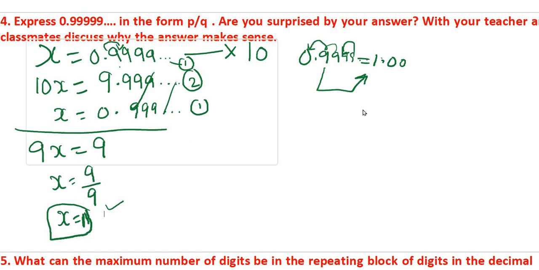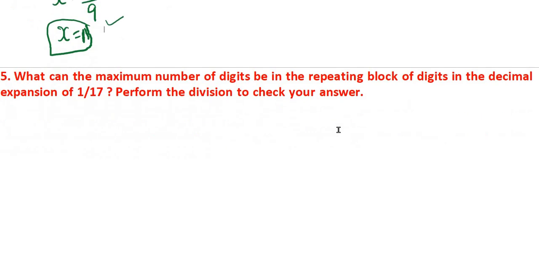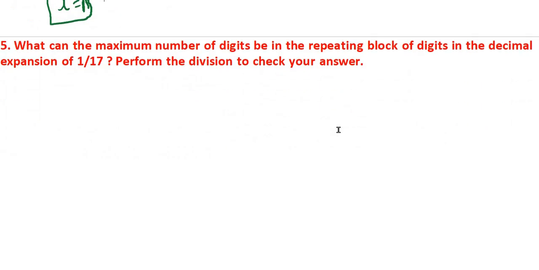The fifth question: what can be the maximum number of digits in the repeating block of digits in the decimal expansion of 1 by 17? Perform the division to check your answer. Okay, let's start dividing. We have to divide 1 by 17.